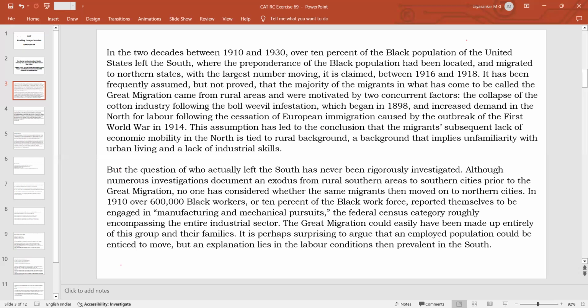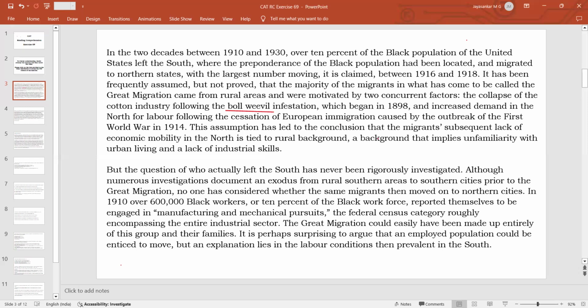And why did these black people from the rural areas of the southern states move to the north? There were two factors that influenced their migration. One was the collapse of the cotton industry in the south. Most of the black workers in rural areas in the southern states were employed in the cotton industry, but due to the boll weevil infestation, some disease caused to the cotton plants, cotton cultivation might have faced problems. So the rural people might have found difficulty in getting jobs, as a result of which they started migration.